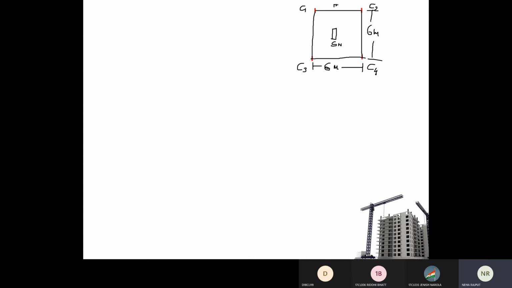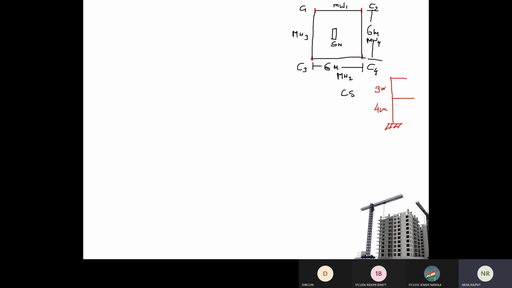Here there will be masonry 1, masonry 2, masonry 3 and masonry 4. Right, and I wanted to find center of stiffness of this. Now again, you need to find out center of stiffness value for each and every floor available in your building.